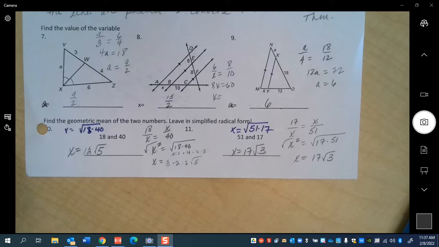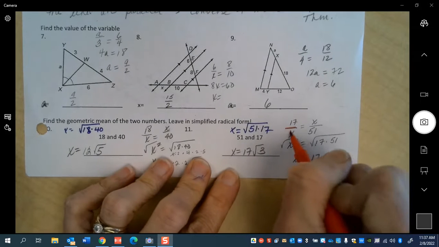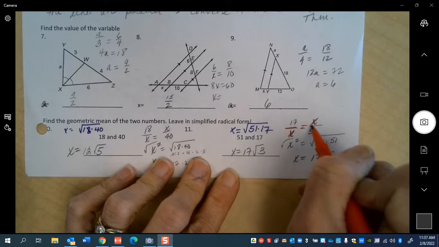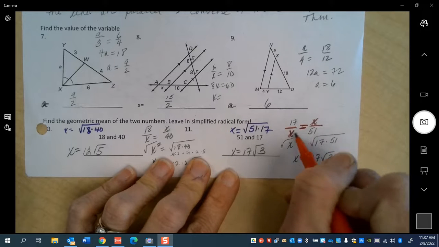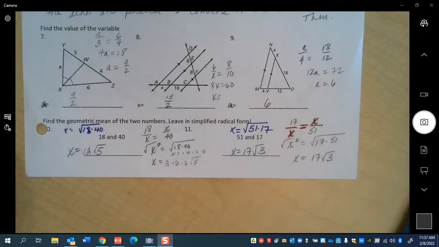So if you're curious about how to find the geometric mean, I always prefer to start off with this ratio where I talk to myself about x is down here and x is there, because that number is going to be the geometric mean of any two numbers that are in the other positions.